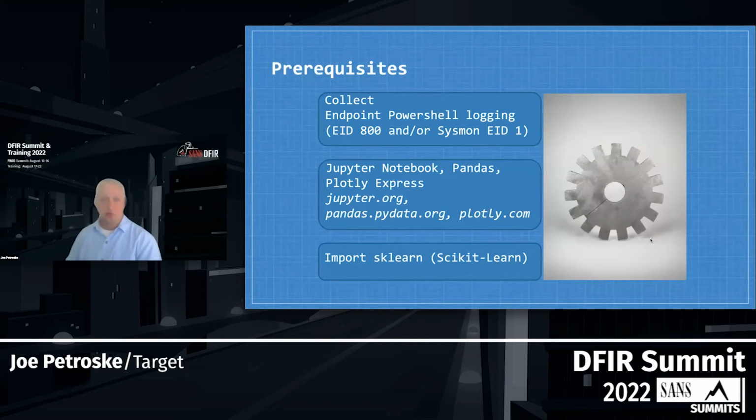Pandas is a really cool data science library for Python. There are others out there. This happens to be just my personal favorite. I use this one a lot. For a visualization engine, I use Plotly Express. Again, there are others out there. This just happens to be my personal preference. Here's where you can go to get all these things.